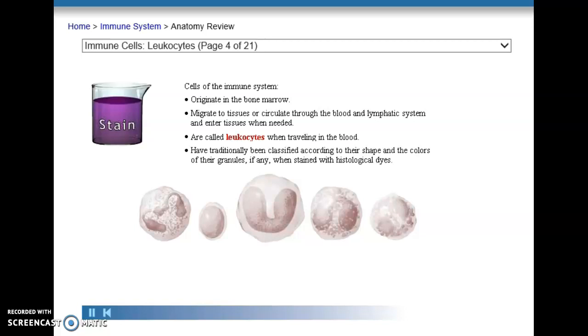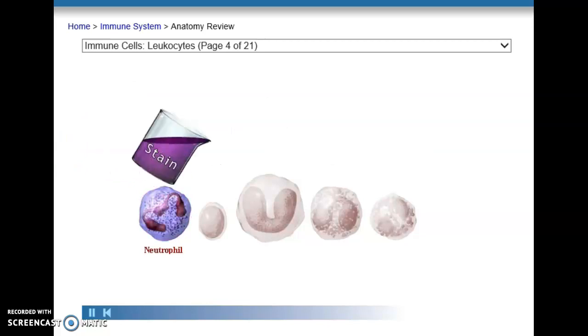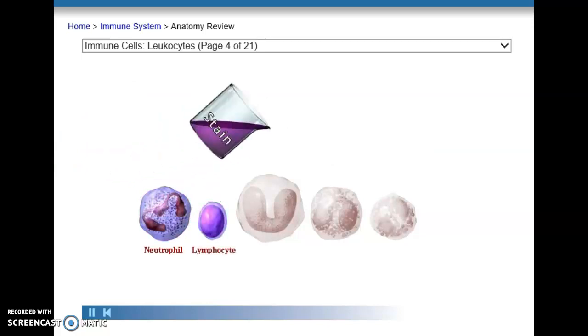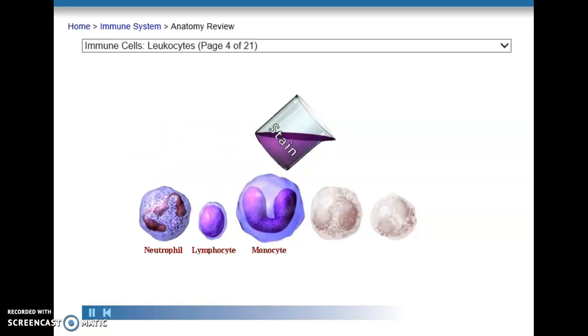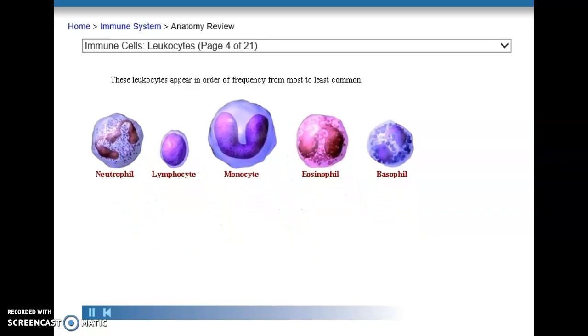Leukocytes have traditionally been classified according to their shape and the colors of their granules, if any, when stained with histological dyes. Click the beaker to stain the cells. The 5 types of leukocytes, from most to least common, are neutrophils, lymphocytes, monocytes, which turn into macrophages when they enter tissues, eosinophils, and basophils.